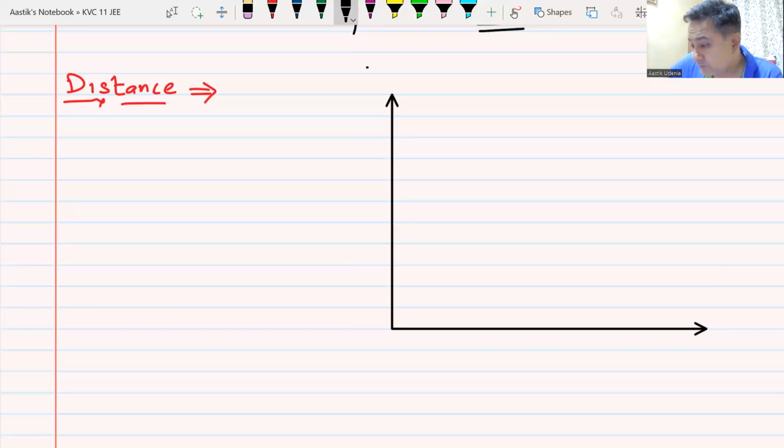Actual path covered by a body. Okay, now you are talking. Actual path covered by a body. Anything else you want to add there?